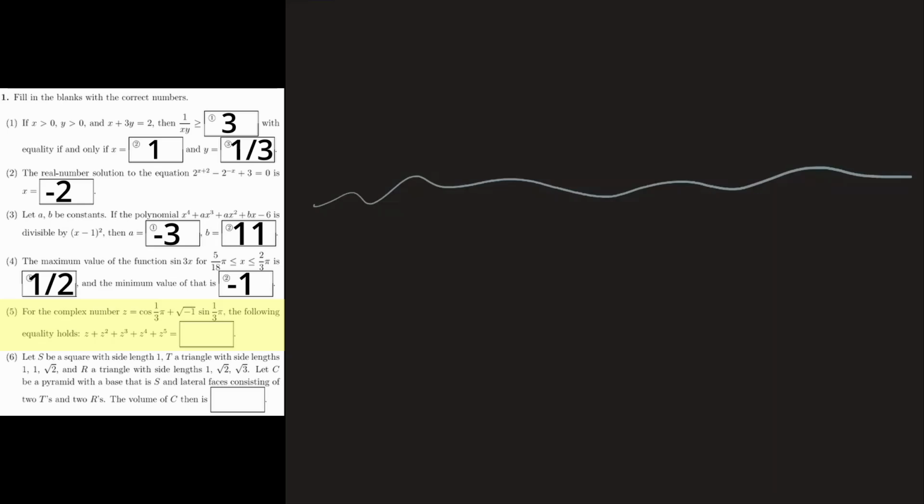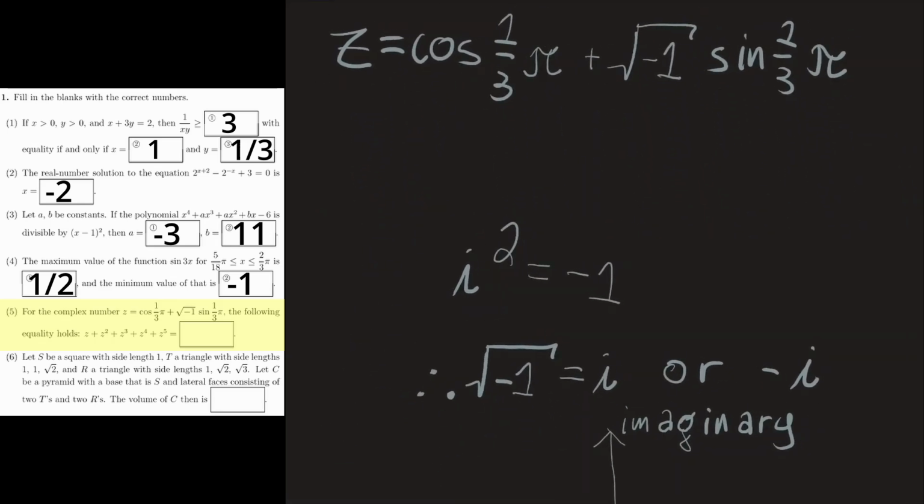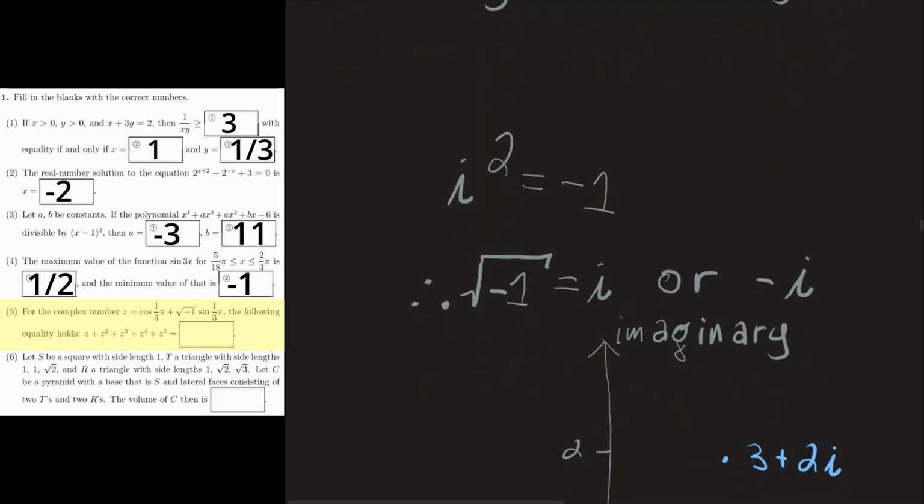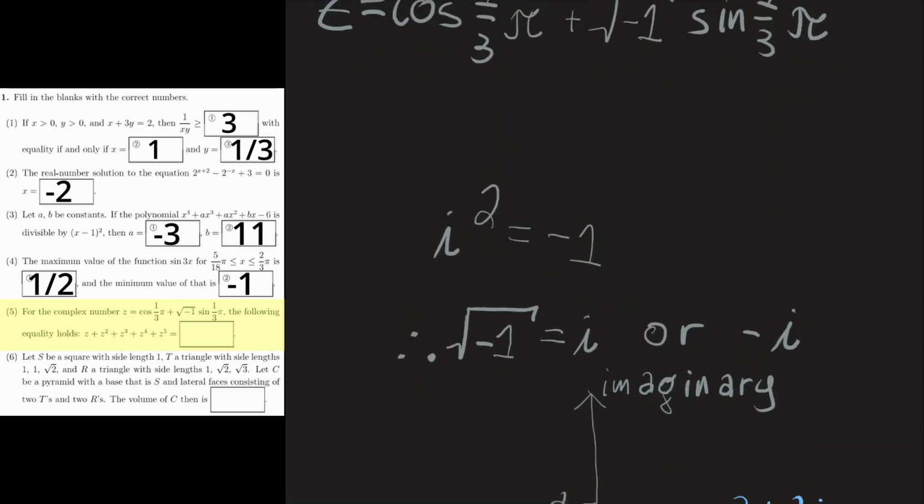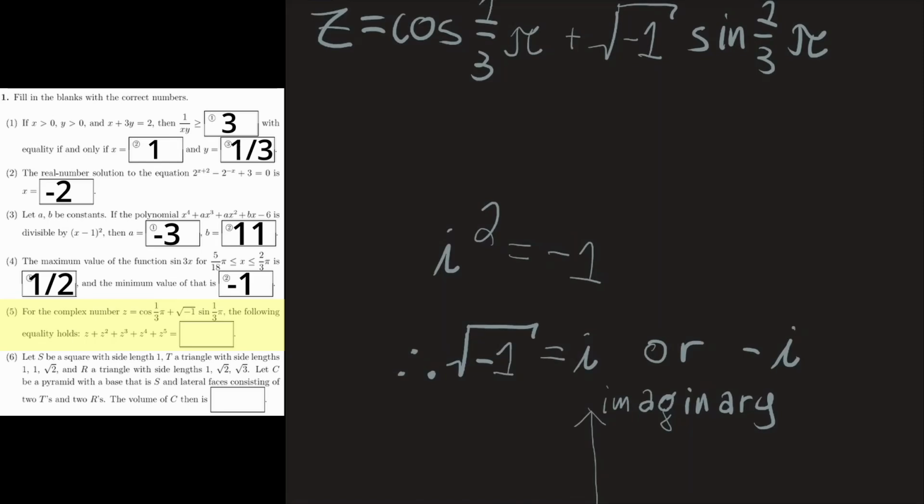So the number given is z equals cosine 1 over 3 pi plus the square root of negative 1 times sine of 1 over 3 pi. So you may have seen this before, which is that the square root of negative 1 equals i. This is actually a bit of a bad definition since the square root of negative 1 can also equal negative i. And so the preferred definition is actually that i squared is equal to negative 1.